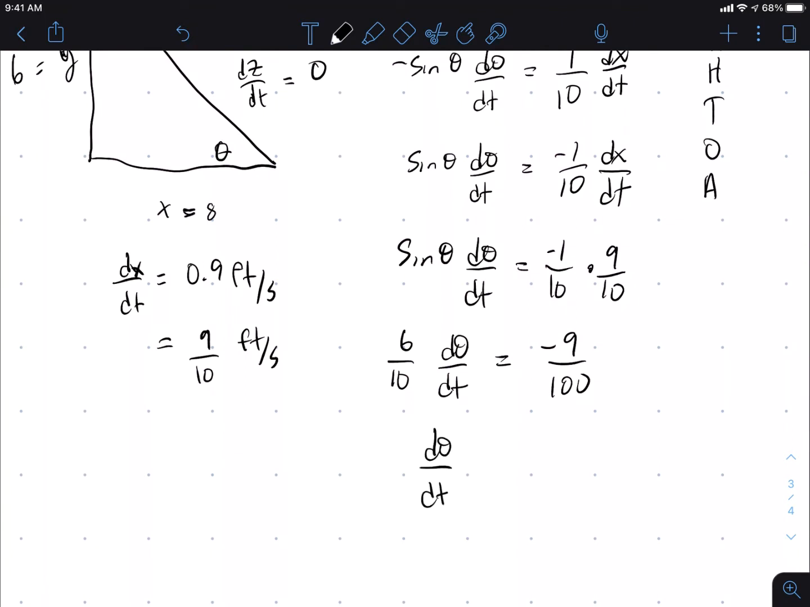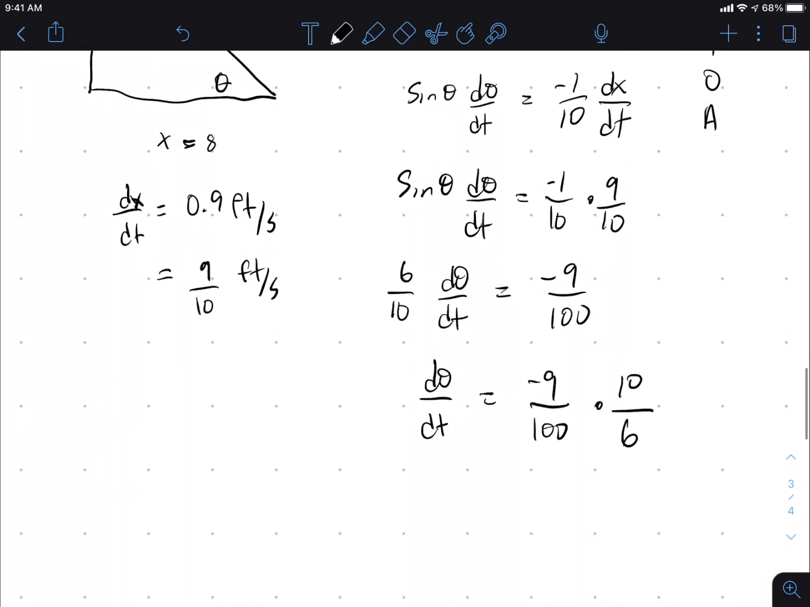When we multiply by the reciprocal, and I'll show it because I don't trust myself anymore, what's going to happen here? This will become a 10, this will become a 1, this will become a 2, this will become a 3, and my d theta dt is going to be negative 3 over 20 feet per second.